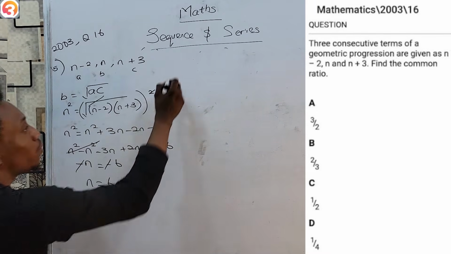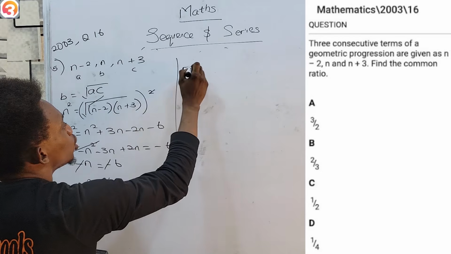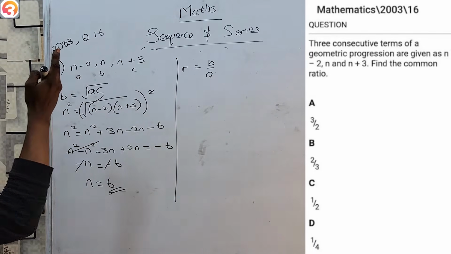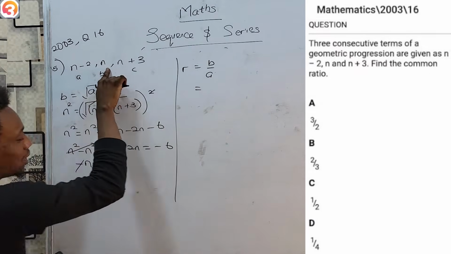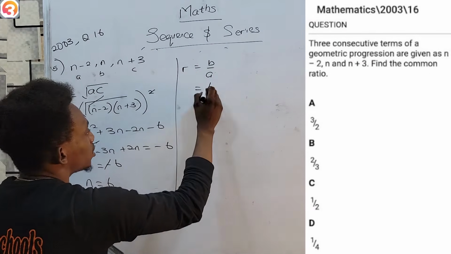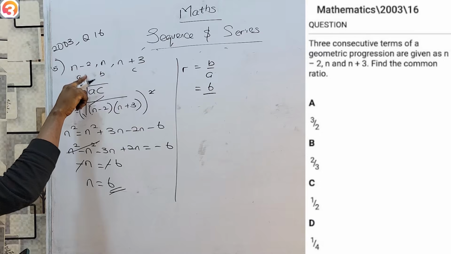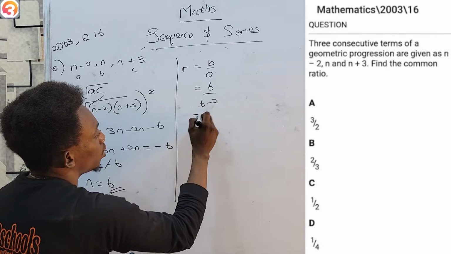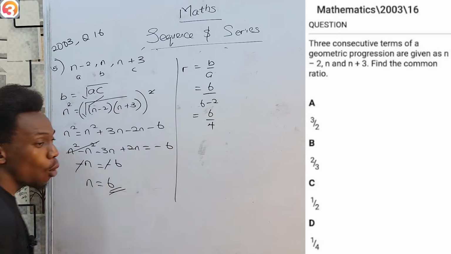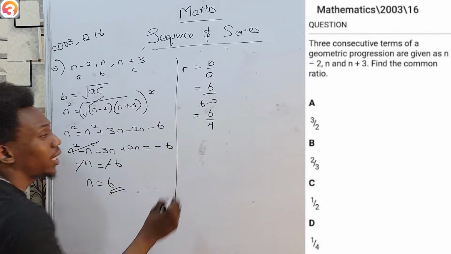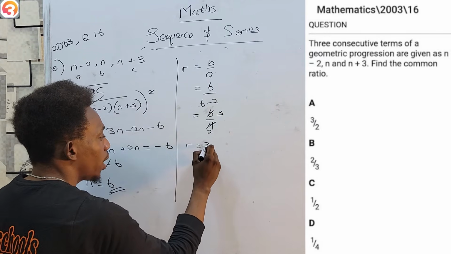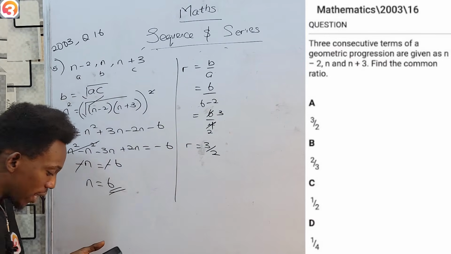So let's make use of b over a. So common ratio will become b over a. You could also use c over b, it doesn't matter. My b is n, and I know n is 6, so this will be 6 over my a, which is n minus 2, n is 6, 6 minus 2. And 6 minus 2 is 4. Well, we can't leave it there, we have to simplify. 2 here is 2, 2 here is 3. And so r equals 3 over 2.